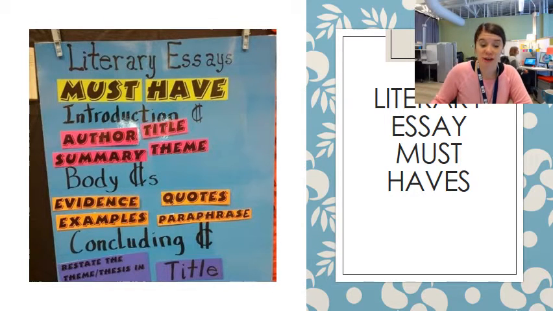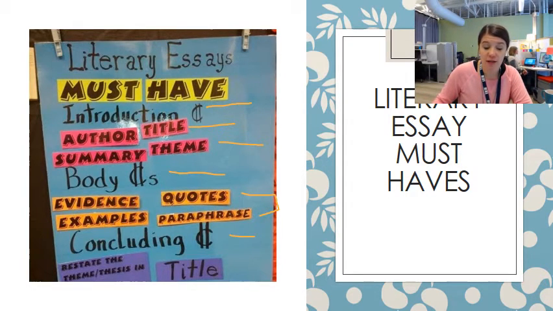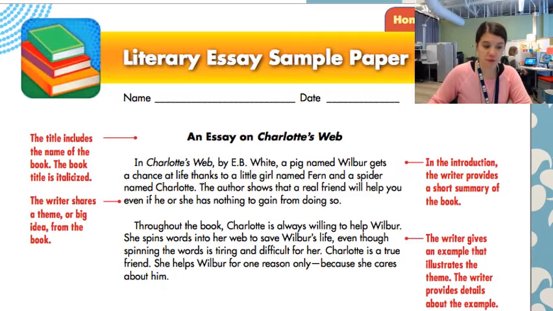Remember as you begin to draft your literary essay that all of your literary essays need to have an introduction paragraph. You will need to put the author, you, and the title of your literary essay on the top of your literary essay. You're going to need to have a theme that your thesis statement is all about. You're going to need to have body paragraphs, and inside of those body paragraphs, you're going to have evidence, quotes, examples, and paraphrases from the text. You're going to have your conclusion paragraph that restates the theme or the thesis, and don't forget your literary essay is going to need to have a title. That's what so many people forget to include.